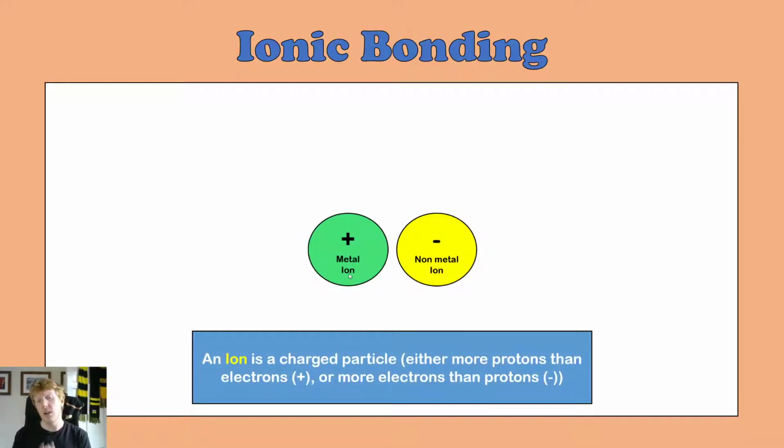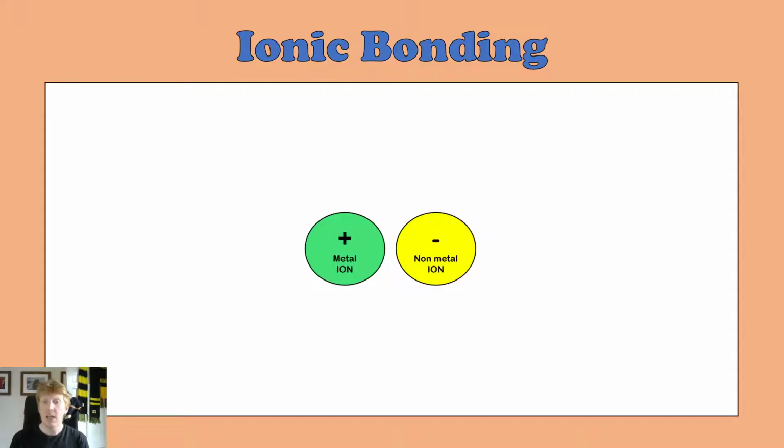Just as a note, an ion is a charged particle. What this means is it either has more protons than electrons and therefore would be positively charged, or it has more electrons than protons and would therefore be negatively charged. And that is what an ion is, a charged particle. Now, there's not going to just be two ions hanging around, there's going to be billions of them.